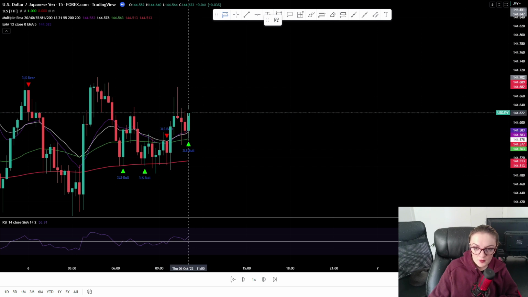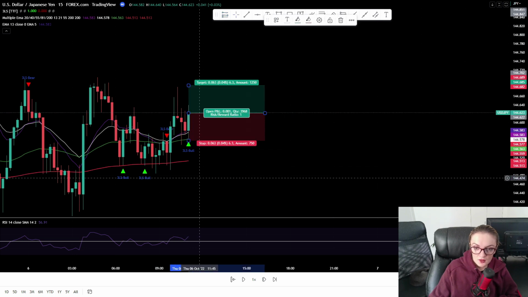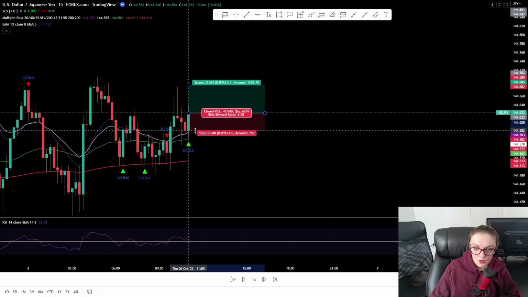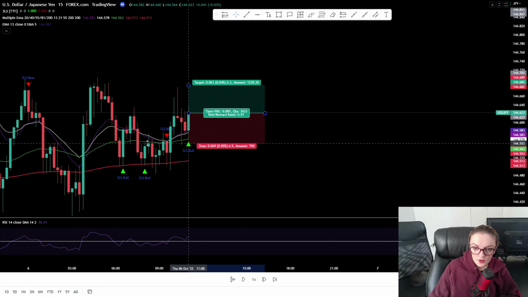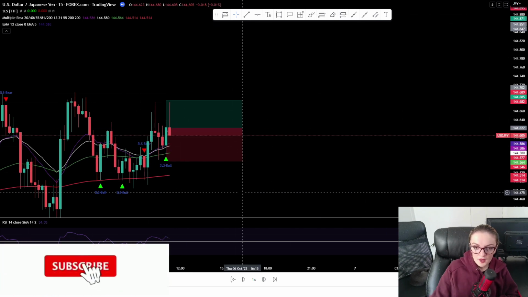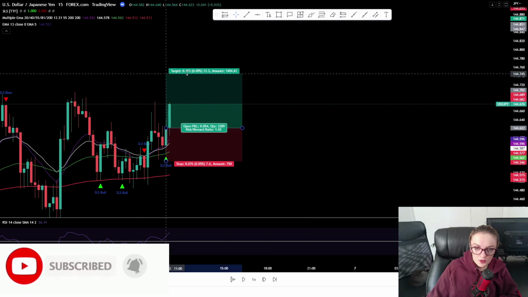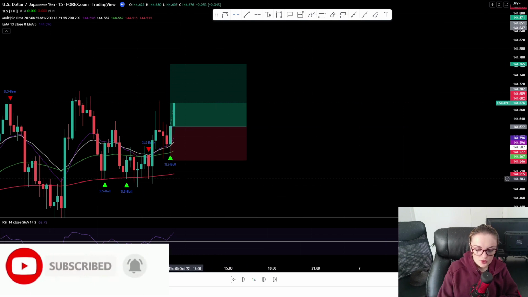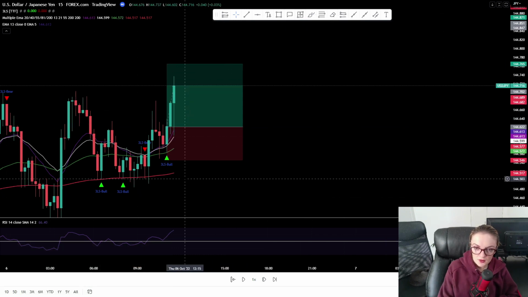So let's open a buy position on the closing of this candle, and the stop loss is going to be 2 times the body of our entry candle. Okay, and let's go, and again we are going to trail our positions using the 55 EMA.